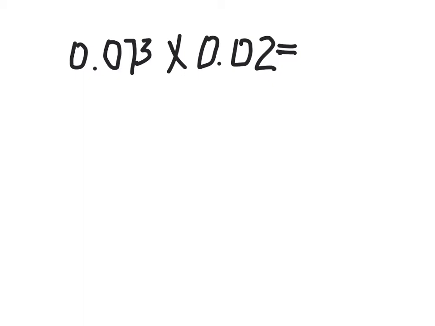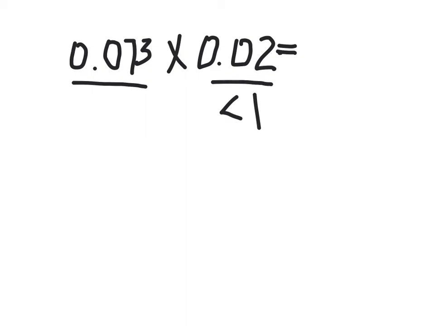multiplying by a decimal. So, for this problem, would you expect the product to be greater than or less than 0.073? You would expect it to be less than this because the other factor is a number which is smaller than 1. So this factor here is less than 1.